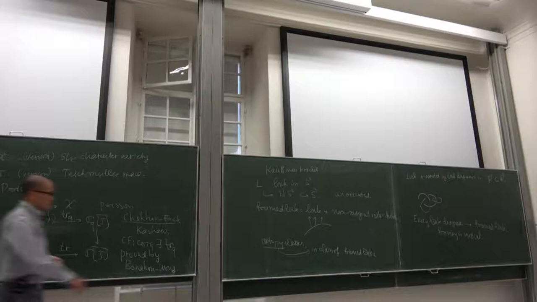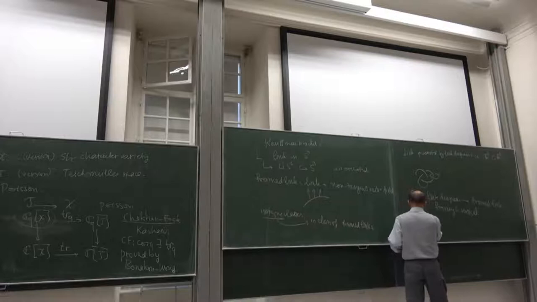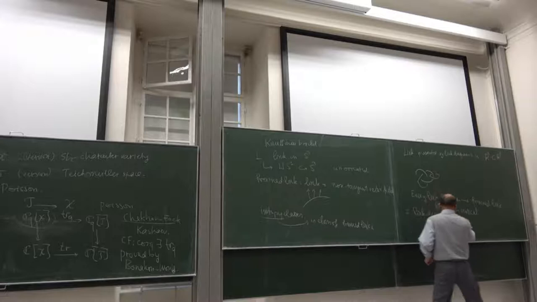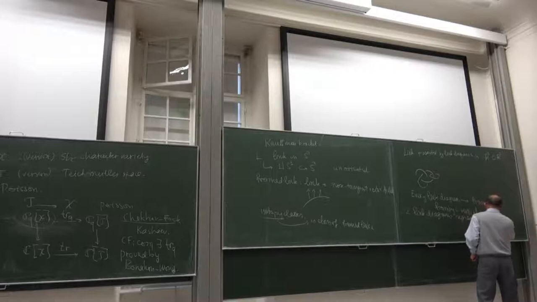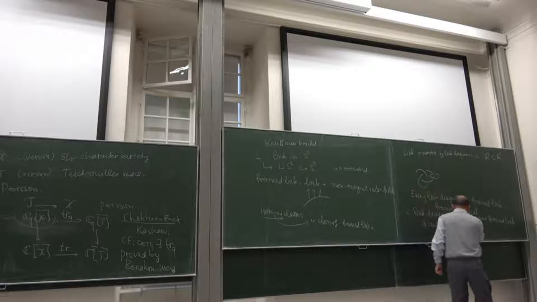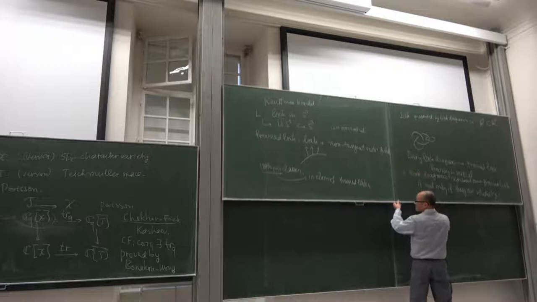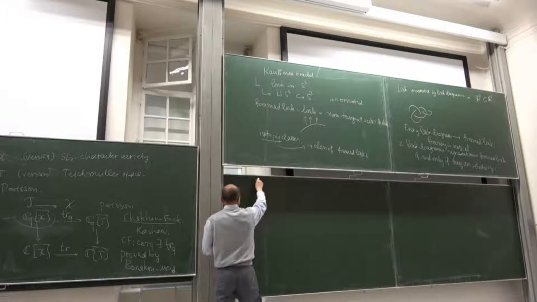And then you can say when two link diagrams present the same framed link. Two link diagrams represent the same framed link if and only if they are related by a sequence of Reidemeister moves. Which are the following? The first one is this one here, it should be the same as this one.